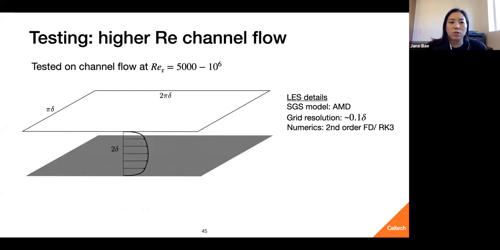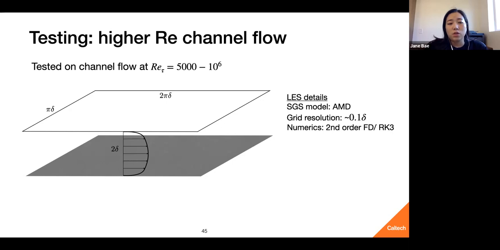So now let's do some testing, see how the models have trained and what kind of results we can expect. We've tested using a higher Reynolds number channel flow. So remember, we've trained on Reynolds numbers of 2,000, 4,000, and 8,000.